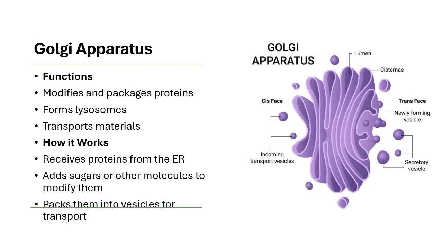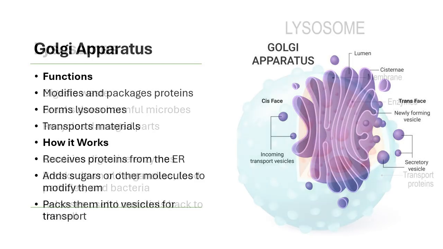Golgi Apparatus. The Golgi Apparatus acts like a packaging and delivery center of the cell. It receives proteins and other materials from the ER, modifies them, and then packs them into small vesicles. These vesicles carry the materials to their correct destinations inside or outside the cell. The Golgi makes sure that each protein reaches where it is needed.